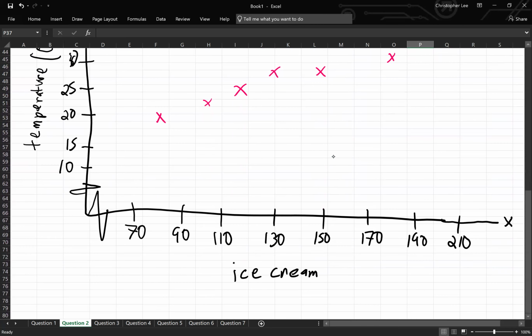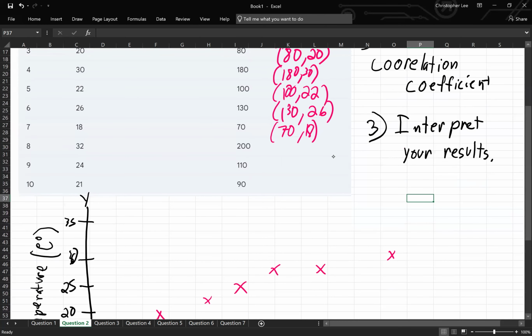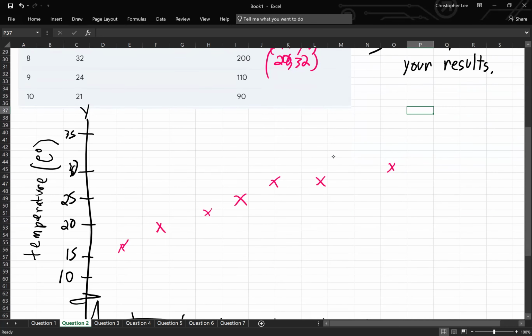So 70 and 18-ish, somewhere right there. Then I got a 200 and a 32. So 200, somewhere over here, 32, I feel like it's somewhere right there.